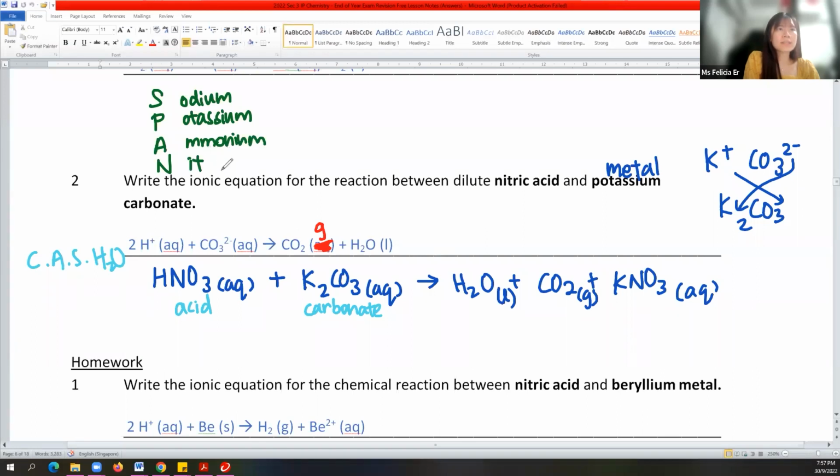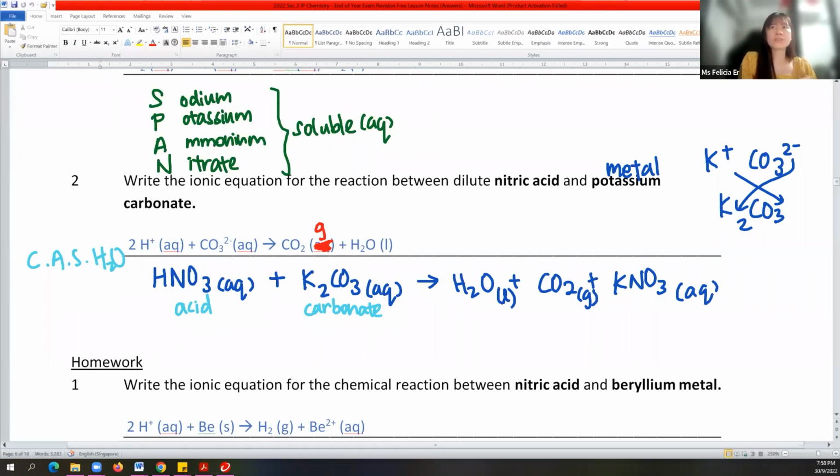As long as it's SPAN, they will all be soluble. That means the state symbol will definitely be aqueous. I actually have quite a few mnemonics that I usually teach during tuition to help you remember the solubility table. Another one is the carbonates and the sulfates.